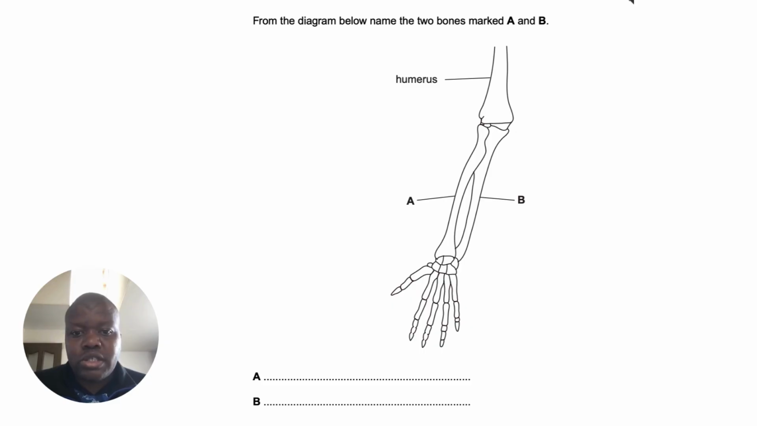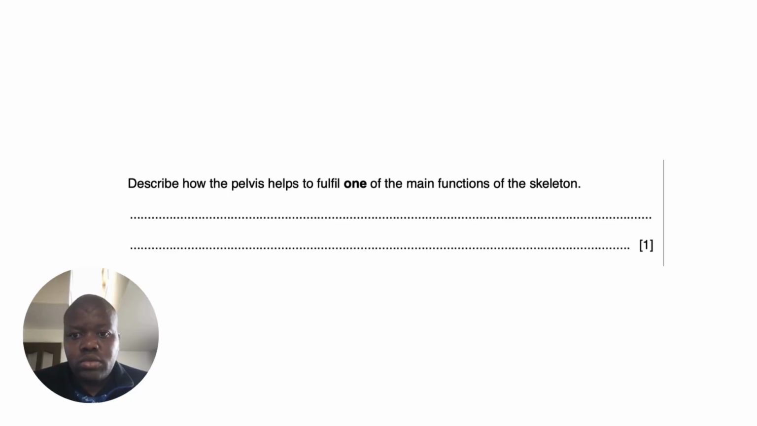The two bones labeled at A and B are the radius and ulna respectively. Describe how the pelvis helps to fulfill one of the main functions of the skeleton. It acts as a large surface area for muscle attachment and also acts as protection for the muscles of the pelvic girdle.